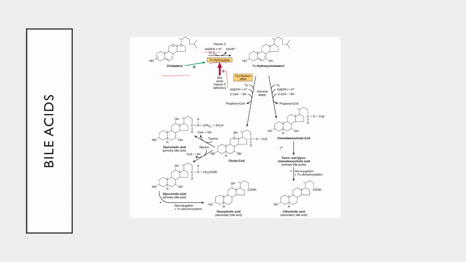So we initially produce these primary bile acids, and those are primarily cholic acid and chenodeoxycholic acid. And before they're released into the intestine, they're conjugated, and that's either with a taurine or glycine. So these primary bile acids are highly soluble and are part of the digestive process to emulsify fats and lipids.